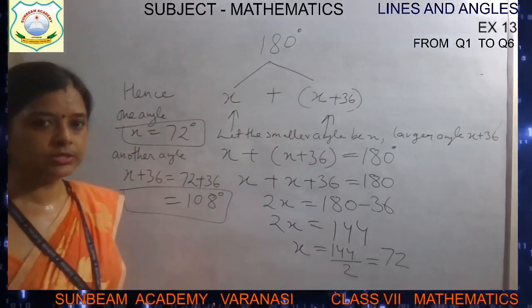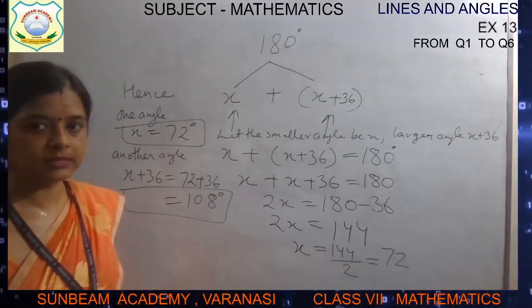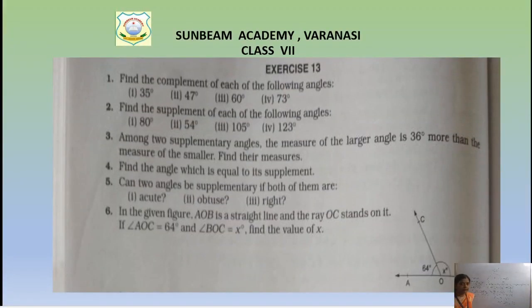Now next question, children, quickly see it. Time is exceeding. Question number 5. Can two angles be supplementary? Can two angles be supplementary if both of them are acute? No. If both are less than 90, how will it make 180 degrees?